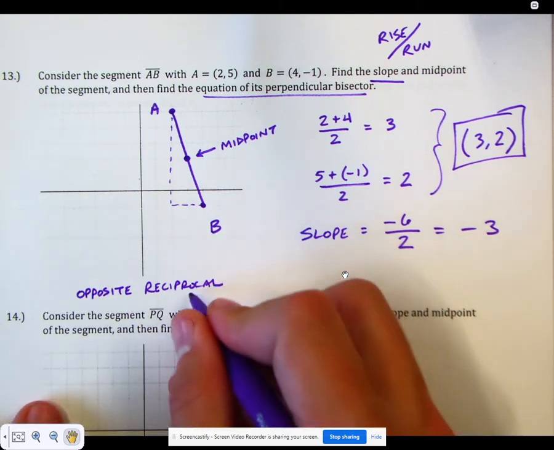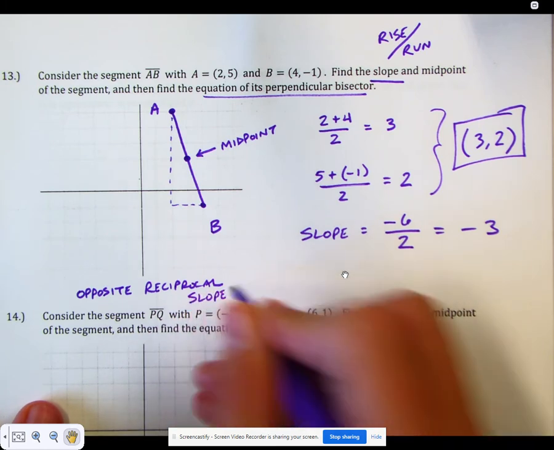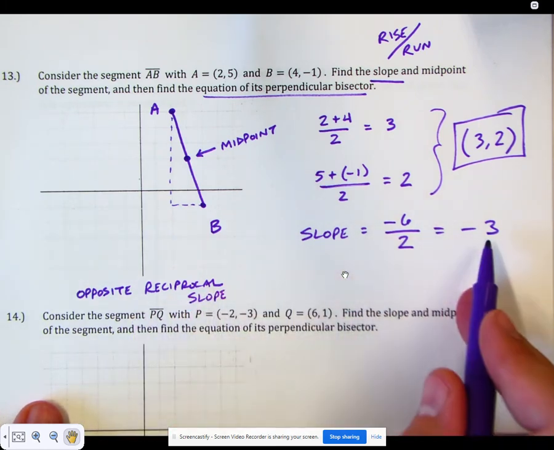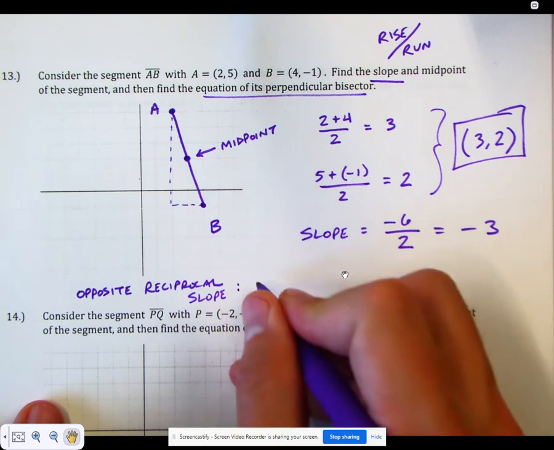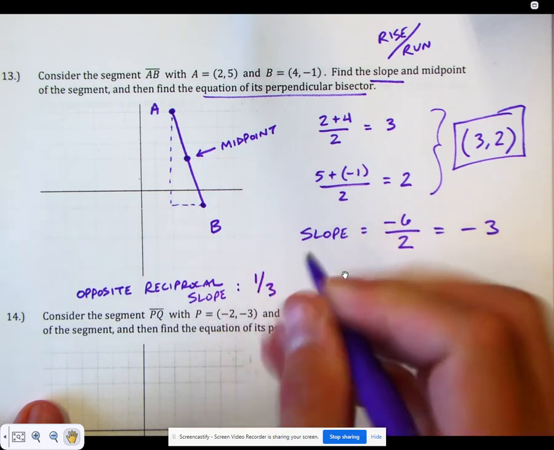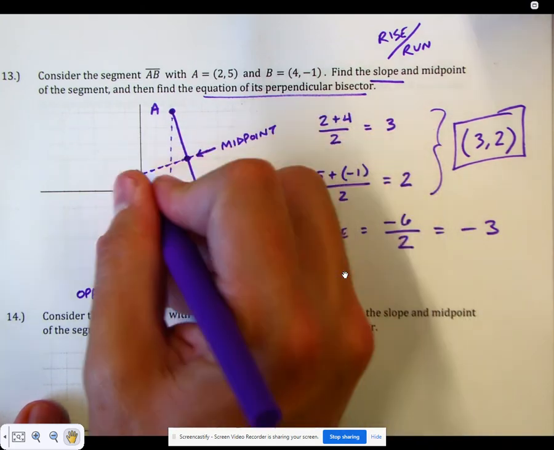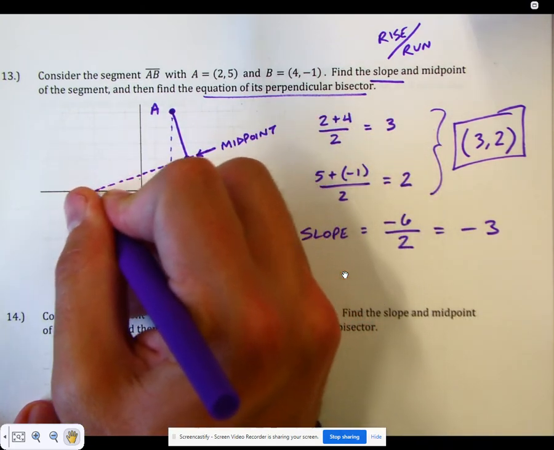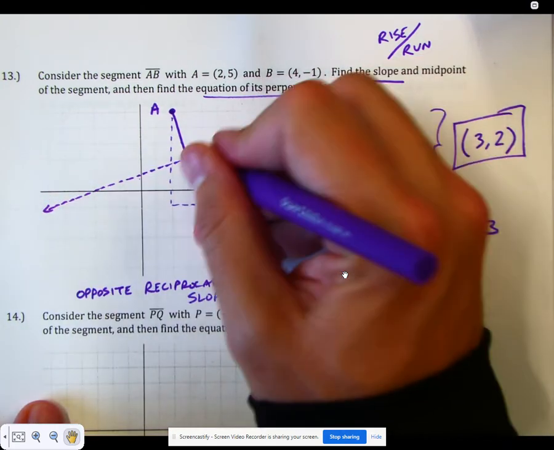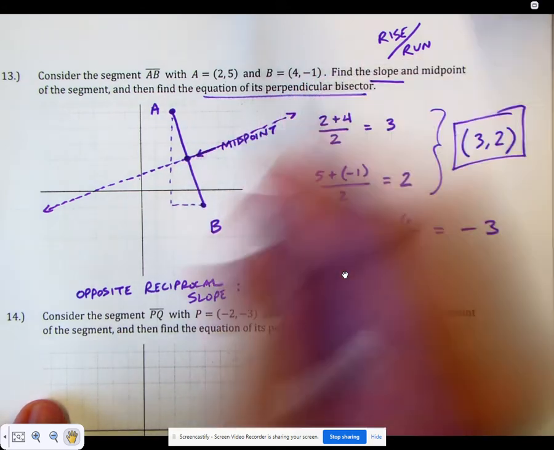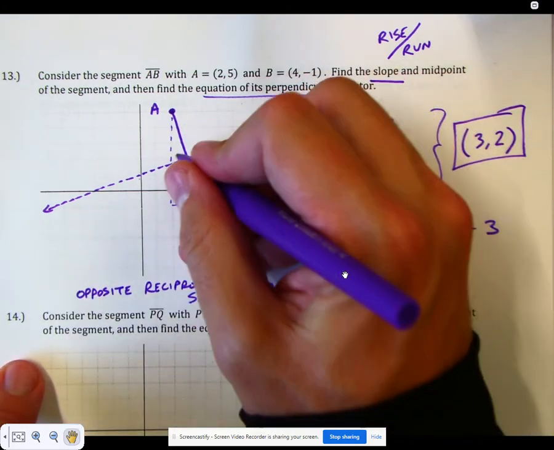So long story short, the opposite reciprocal of negative 3 is positive 1/3. Now watch what happens if I draw in the line. Okay, so I drew this in to make it perpendicular.